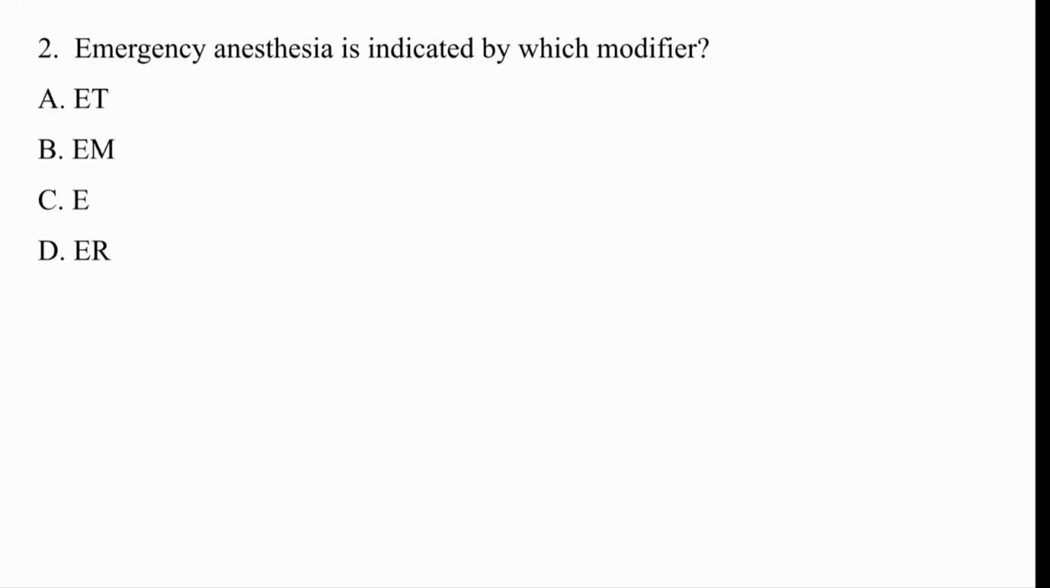The correct answer is option C. Modifier E is used to indicate an emergency anesthesia situation. CPT does not use two-letter modifiers like ET, EM or ER for anesthesia emergencies. Emergency anesthesia is reported using modifier E, which signals that delaying treatment would significantly increase the threat to life or body part.